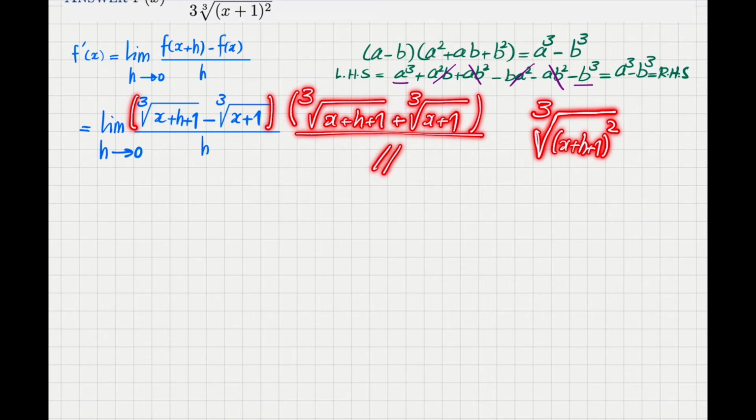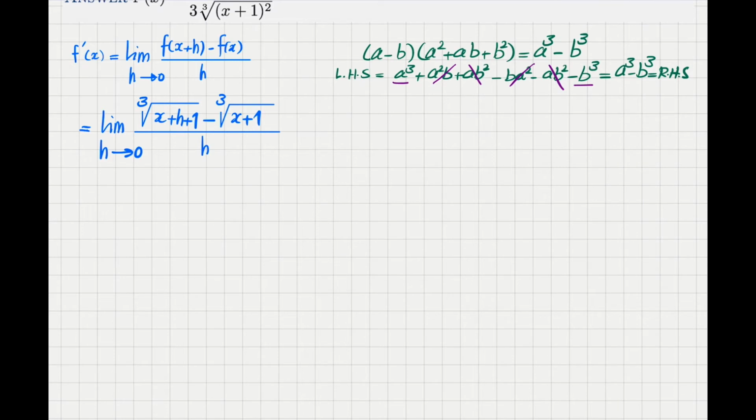My goal is to get rid of this third root in the numerator. So I need to multiply it by a pattern like this, so that I will make this identity, and the answer would be the first one to the 3, which will get rid of this third root, minus the second one to the 3. So let me explain what I mean here.